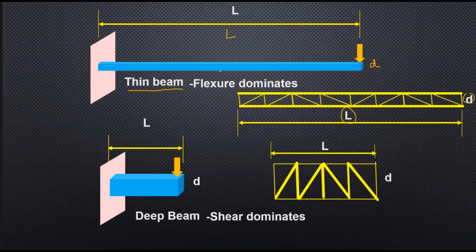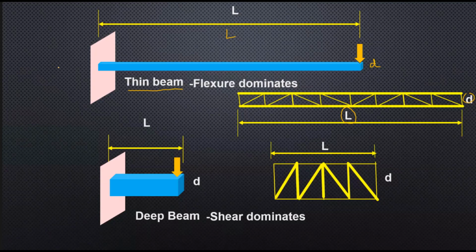Right. Now you can see a beam is very thin if my L by D is very large, large in the sense of 15 to 20. In that case, I say the flexure dominates the action, because as I told you from the first figure, whenever there is a load perpendicular to the longitudinal axis, the load is carried both by moment and shear, complementing each other.